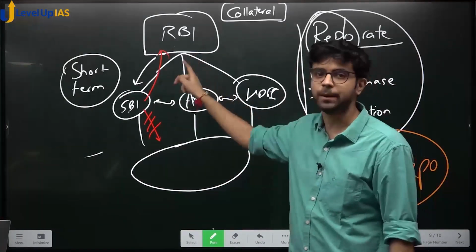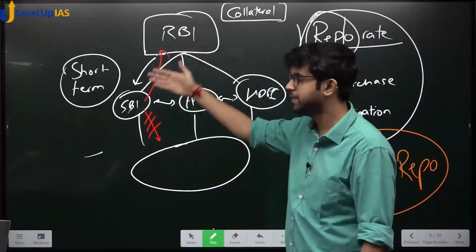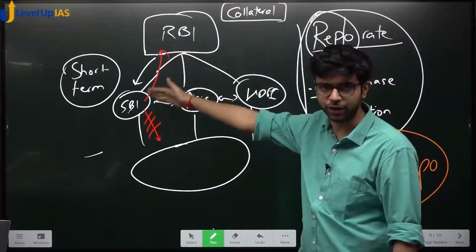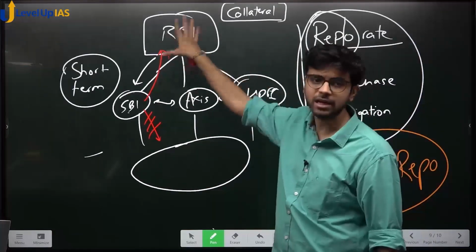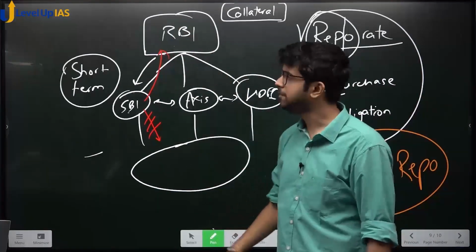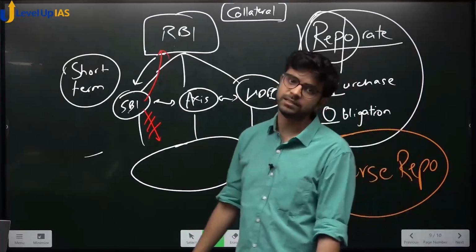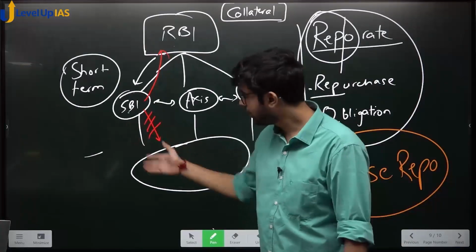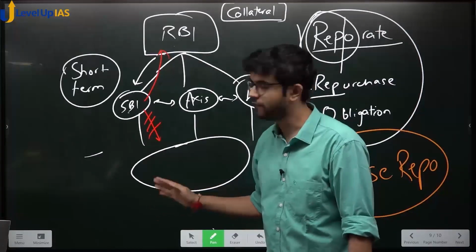So RBI will earn the repo rate. RBI is the lender in this case. SBI is the borrower in this case. SBI will borrow short-term funds from RBI at the repo rate. It will keep collateral with RBI and say, sir, I need money. RBI says, fine, you can take it at a 5% rate of interest. Now, what will SBI do with that money? SBI will give it out to its customers as loans. Yes or no? Very good.